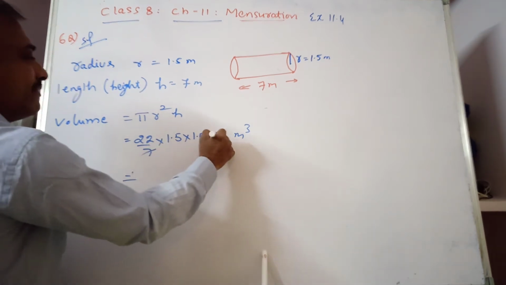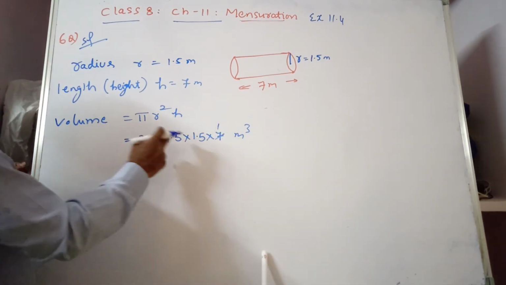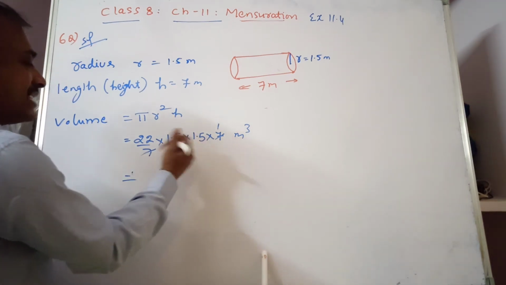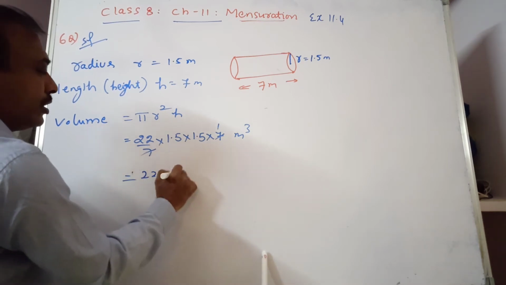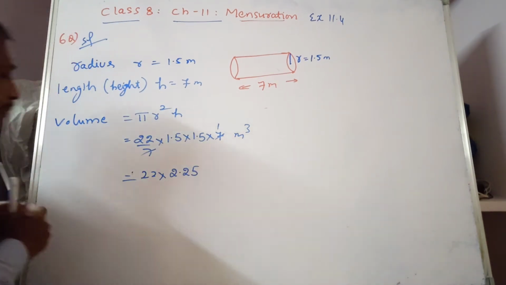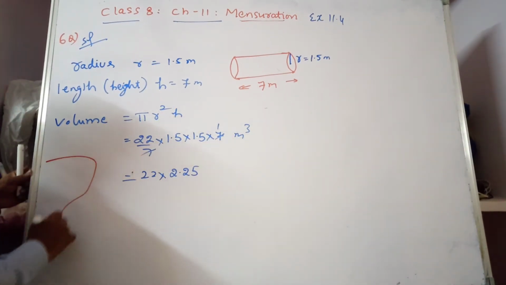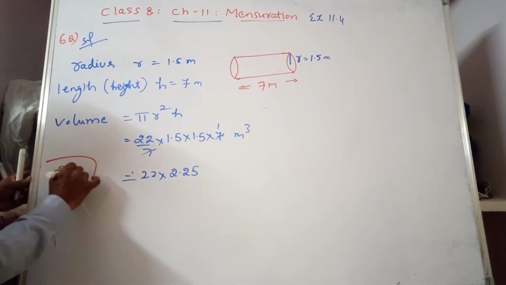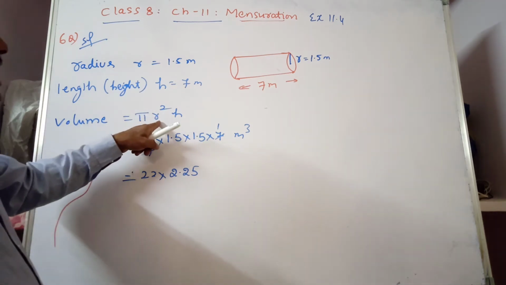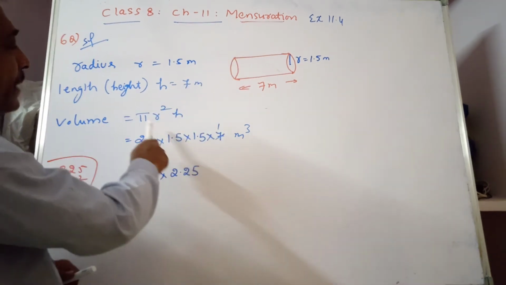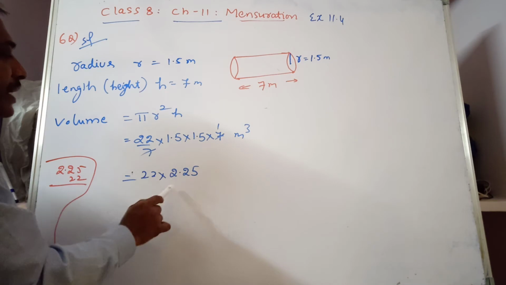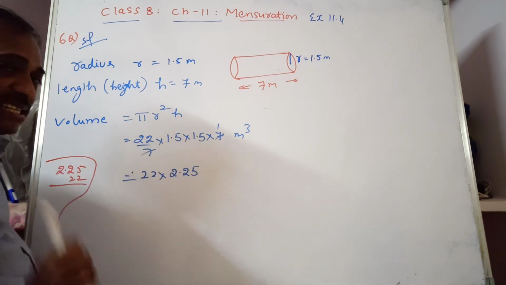See, 7 ones are cancelled. 15 15s are, observe it, 15 15s are 225, which is nothing but we can write as 22 into 2.25. Here I am just doing the rough work. So 2.25 into 22. Radius r square is there, 1.5 into 1.5. So pi r square h, h is nothing but length of the cylinder. So 22 by 7 into 1.5 into 1.5, 7 gets cancelled one time.